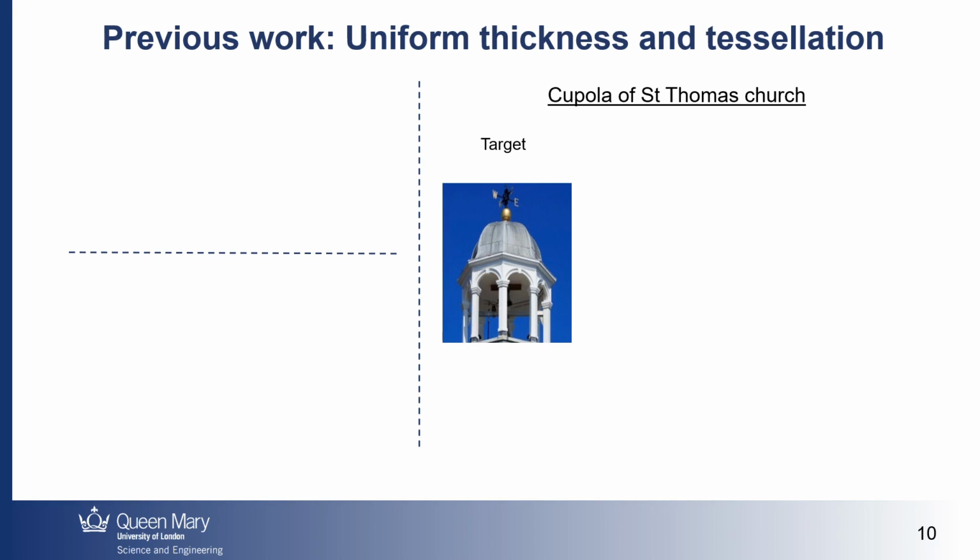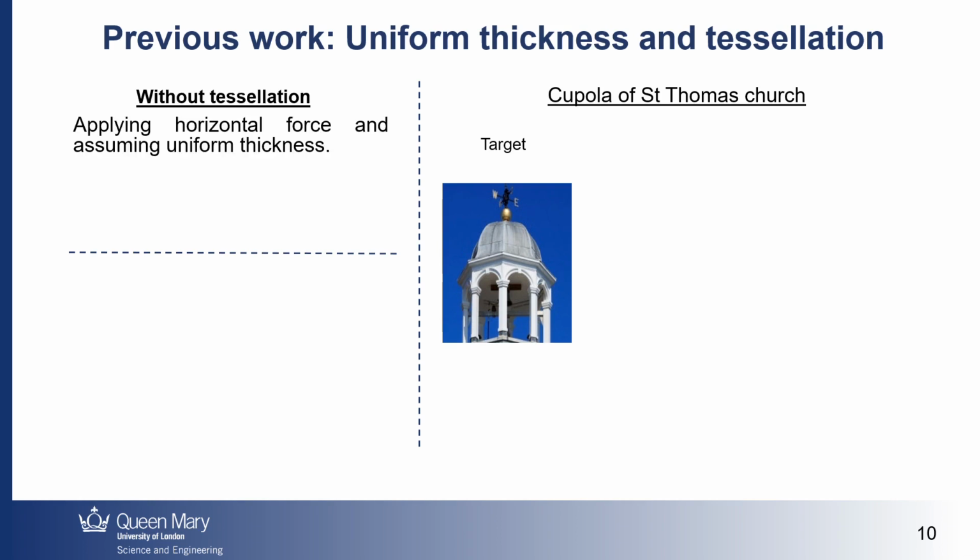Our previous work basically used uniform thickness and perforations to achieve that. The target shape is simply the cupola of St. Thomas Church. At the beginning, we achieved that by simply applying horizontal force and assuming uniform thickness without any tensorization.